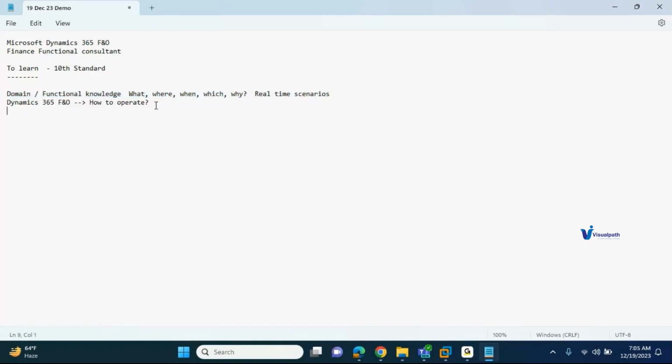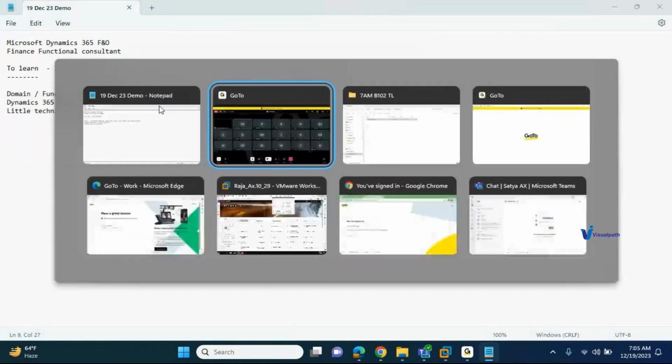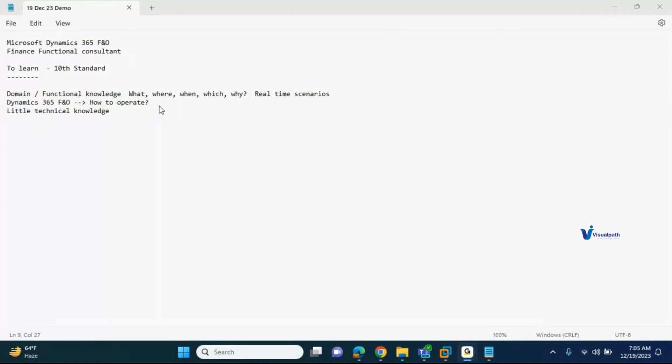Next, a little bit of technical knowledge. Here, a little bit of technical knowledge means you are not going to write code. You are not a developer. But you need to understand a little bit about technical terms. It is not like deep knowledge. A little bit of technical terms you should know. That's why I'm writing it here. A little bit of technical knowledge is required.